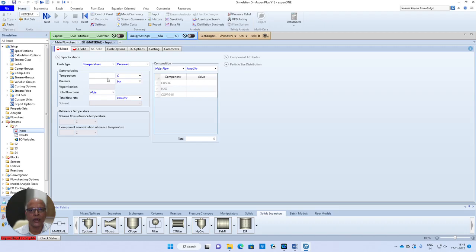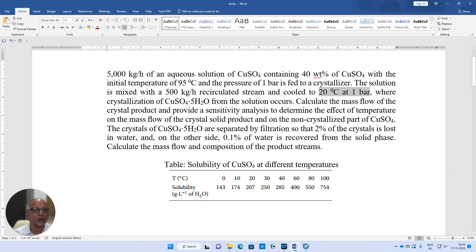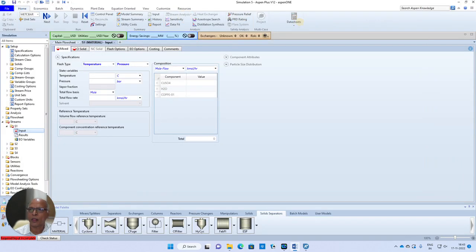So this is the feed material. We know the conditions. I think it is coming at 95 degrees centigrade and 1 bar. Let me provide the data. 1 bar, containing 40%. This is in mole flow. Total is 5000 kg per hour.